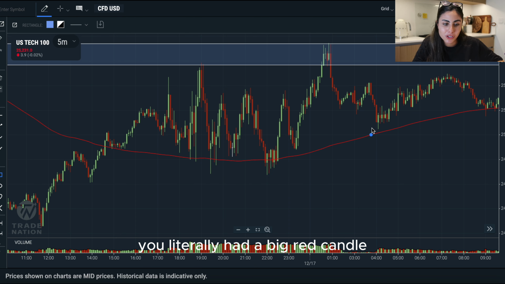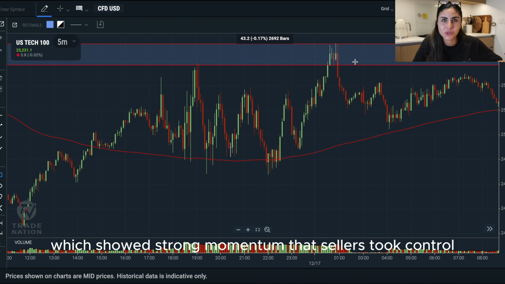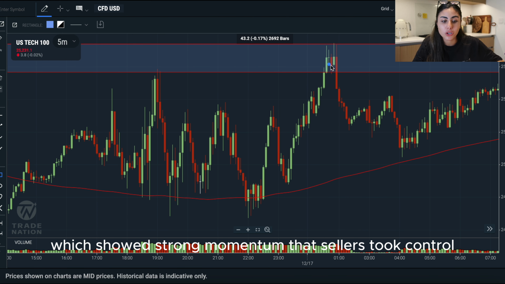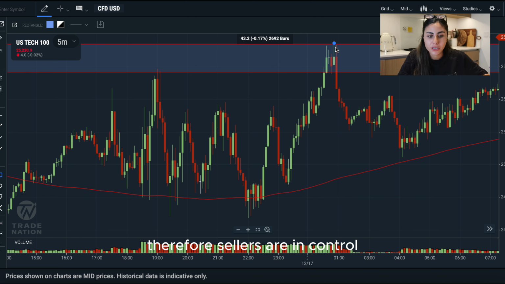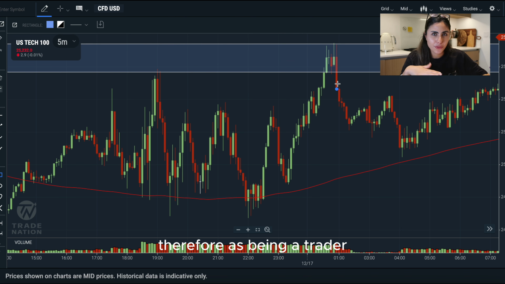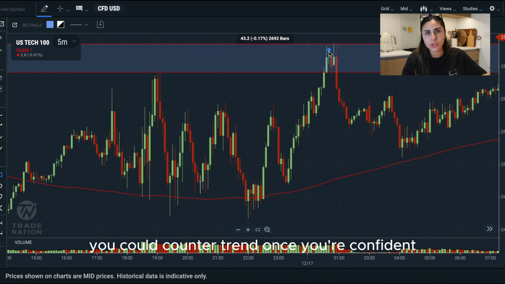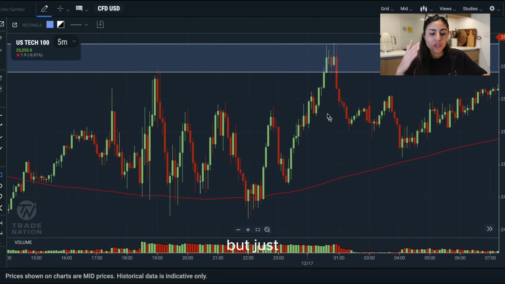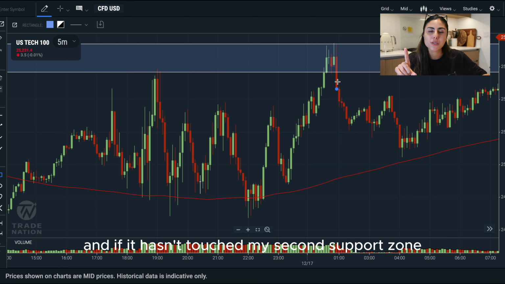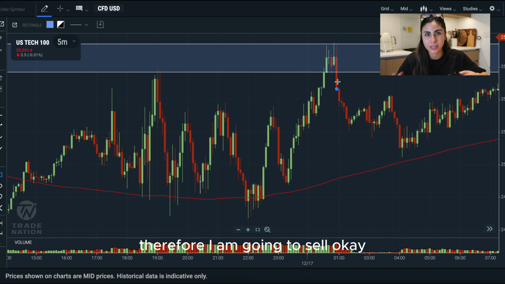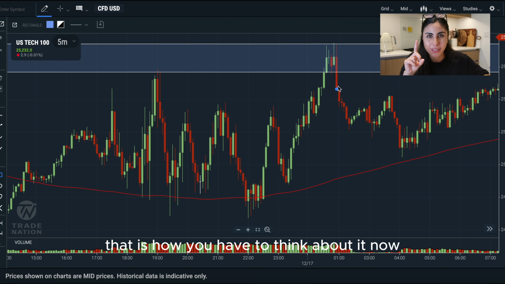You had no confirmation. You literally had a big red candle which showed strong momentum that sellers took control. And technically, this has engulfed the green candle. Therefore, sellers are in control, and there is some sort of pullback. As a trader, I am not going to counter trend, as counter trends are very risky. You could counter trend once you're confident, but I'm just going to wait for it to touch my second support zone. And if it hasn't touched my second support zone and it keeps going down, therefore I am going to sell. Okay, that is how you have to think about it.